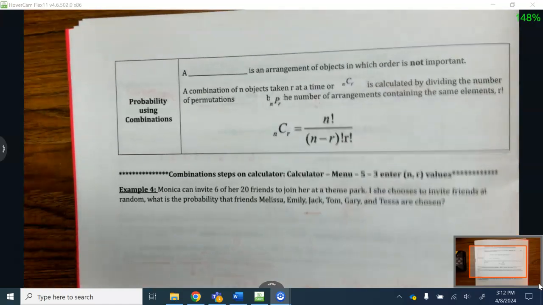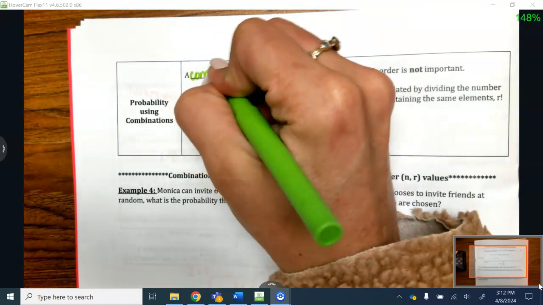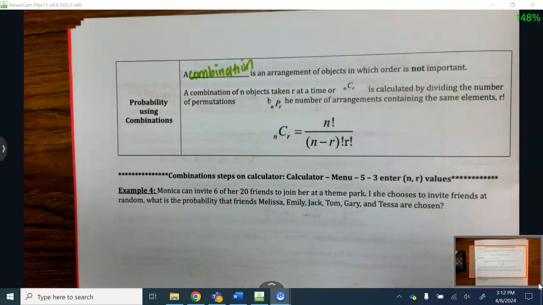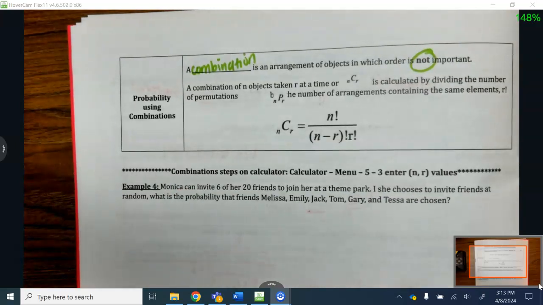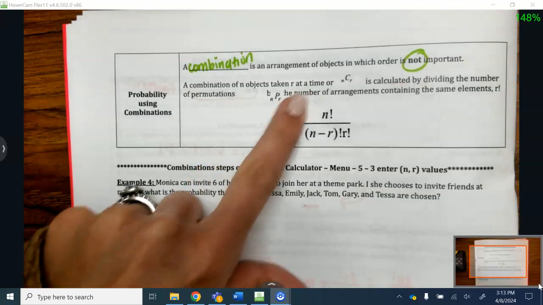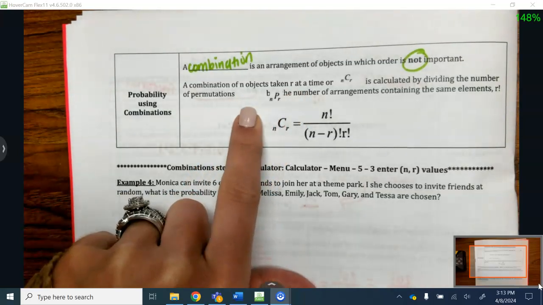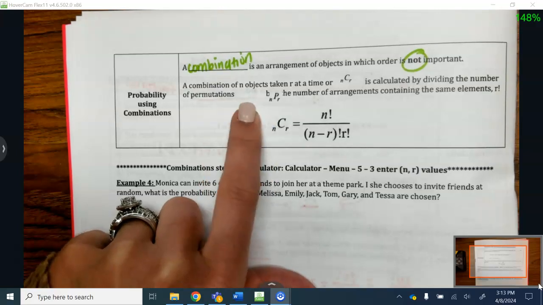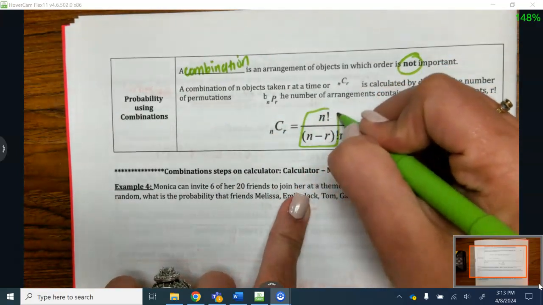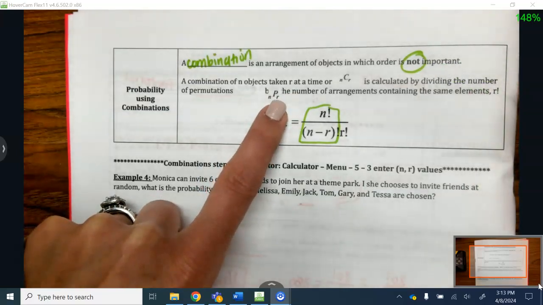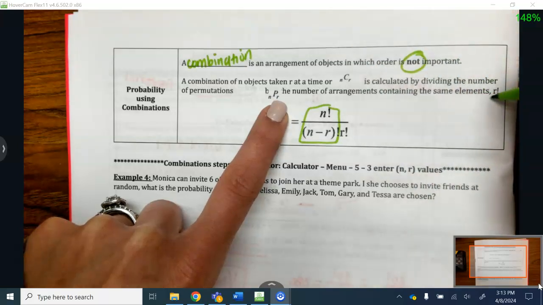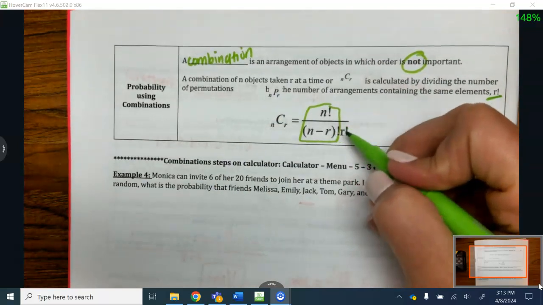Okay, the next page. Last example, we're talking about combinations. So a combination is an arrangement of objects in which order is not important. Okay, so a combination of n objects, still the total number of objects, taken r at a time, so nothing's changed, is calculated by dividing the number of permutations by the number of arrangements containing the same elements right here. So all we've done is added this piece to it.